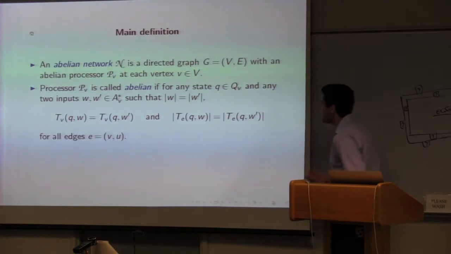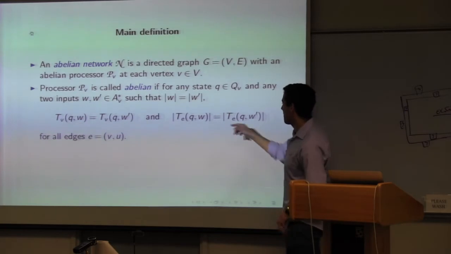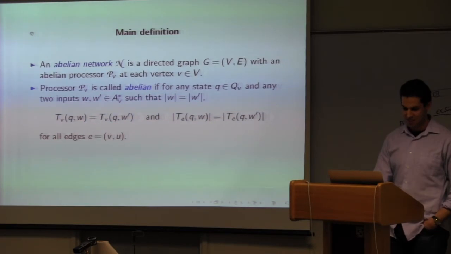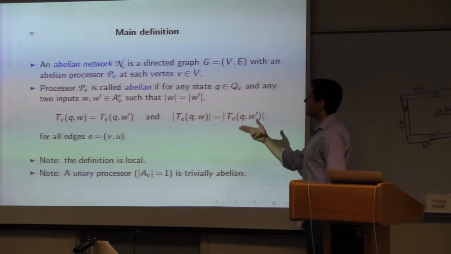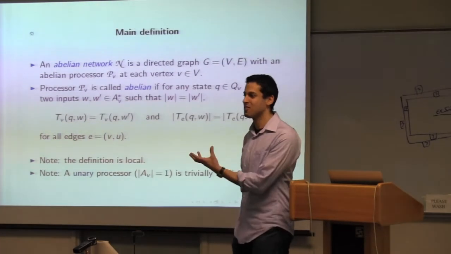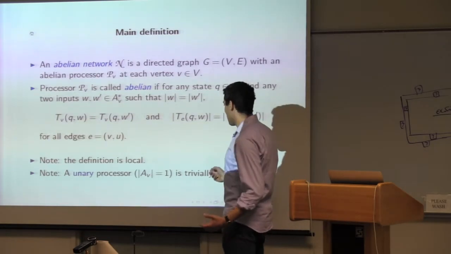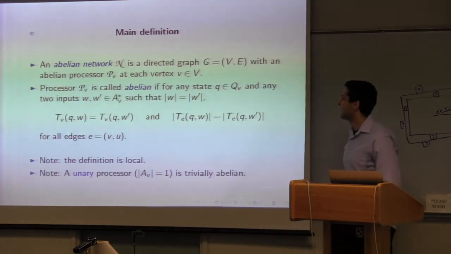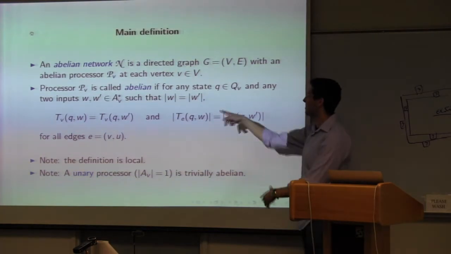And the messages, it may not send the same word of messages along each edge, but you're going to require up to a permutation that it sends the same word. Two comments about this definition. One, it's local, so to check something is an abelian network, you only have to check a property of each individual processor. And 2, a unary processor, by which we mean the input alphabet has size 1, is trivially abelian. If your input alphabet has size 1, then permuting the input has no effect, and so these axioms are just vacuous.